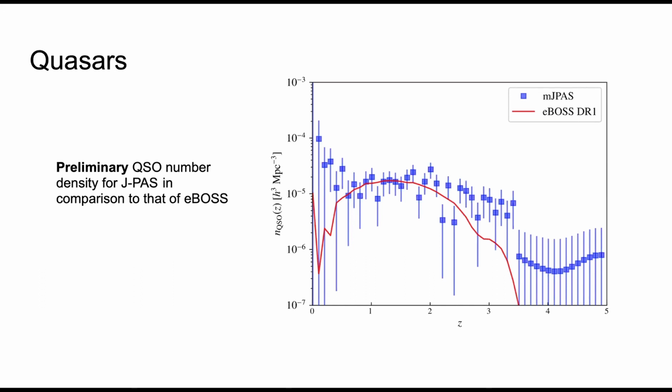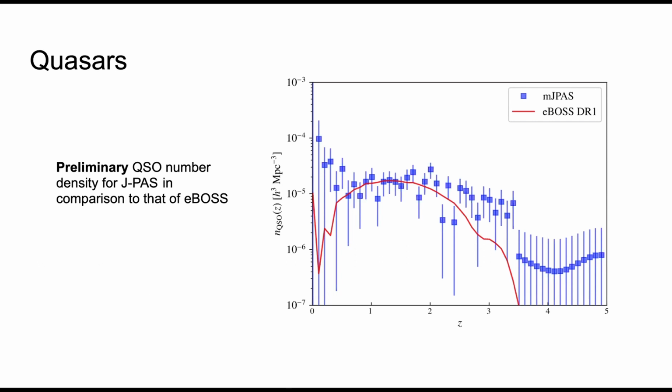So this is a comparison of a very preliminary estimate of the number density of quasars from miniJPAS compared to eBOSS, data release one. The filled blue squares are what we recover from miniJPAS. So we are simply recovering the amount of quasars that eBOSS is detecting at around redshift 1. As we move to higher redshifts, up to redshift 3.5 or so, and I think you should believe this plot at least up to redshift 3.5, we seem to be recovering more quasars.